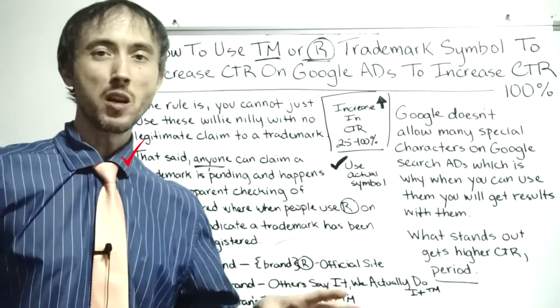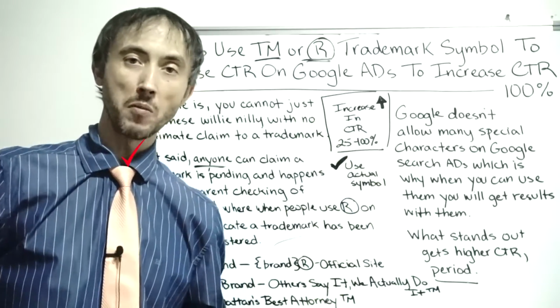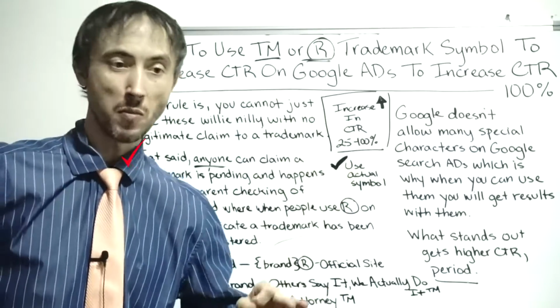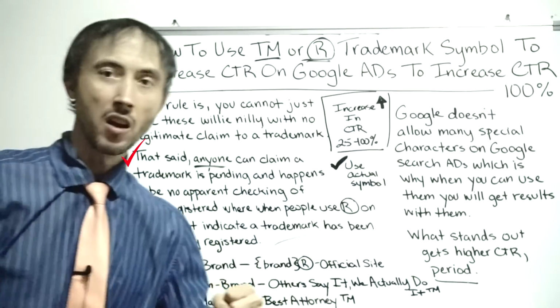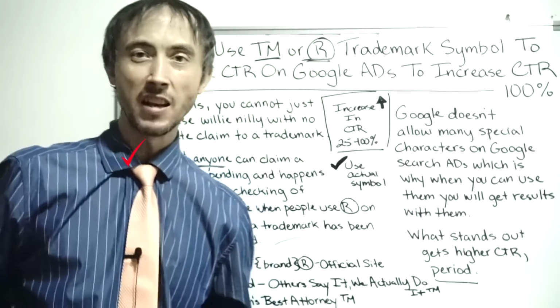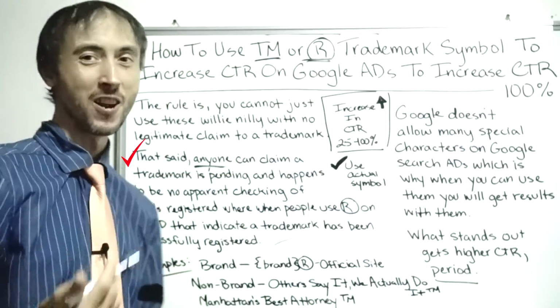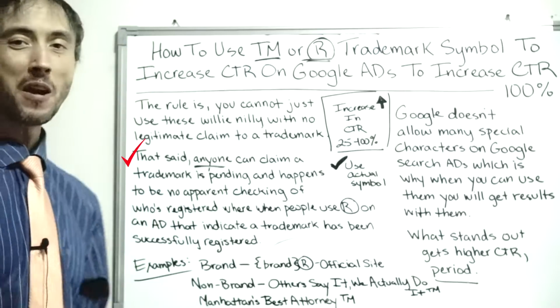Anybody can claim a trademark is pending as long as you legitimately are trying to get it trademarked, or in the process of getting it trademarked. Okay, I'm going to get a trademark. First step towards the courthouse. Oh, trademark is pending already. Okay, now I can use the trademark symbol on my ad. You get what I'm saying here. And who's to verify that?